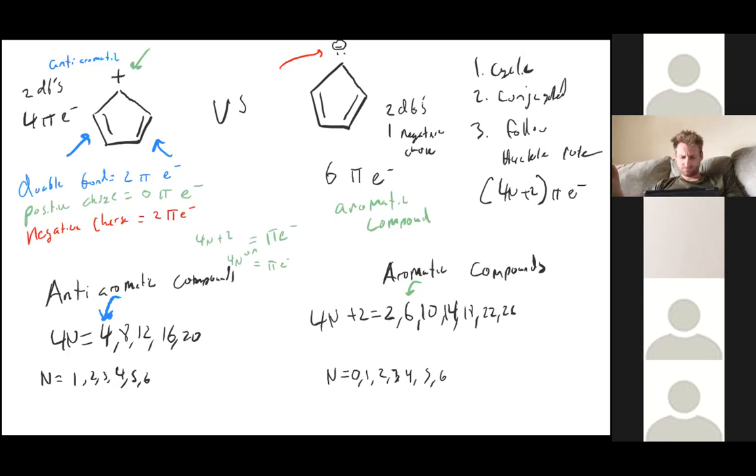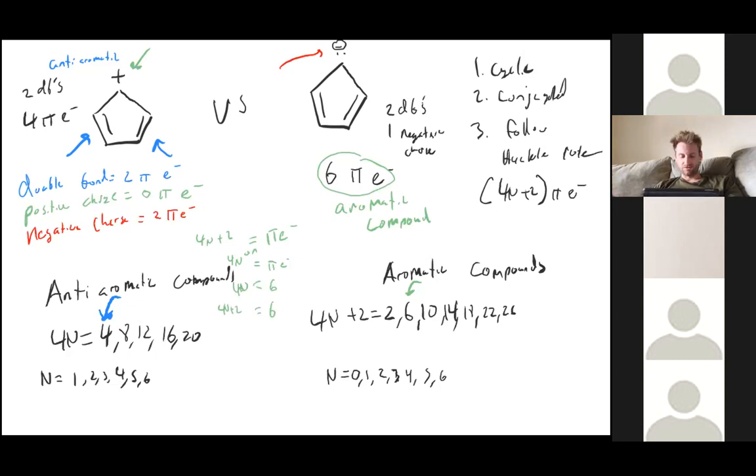So for this compound here, because we have 6 pi electrons, if you tried to solve for this anti-aromatic compound, 6 equals 4n, you'd get, I don't know, what do you get, 1.5? Which is not going to give you an integer, versus solving for 4n plus 2, which would give you a value of 1, an actual integer.